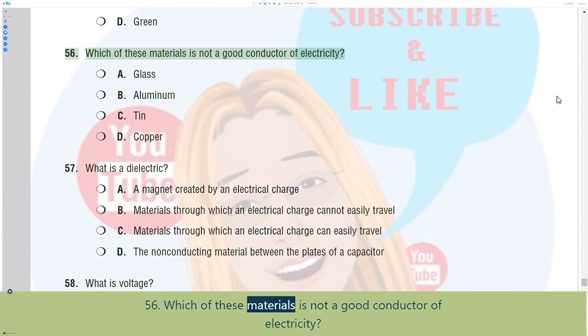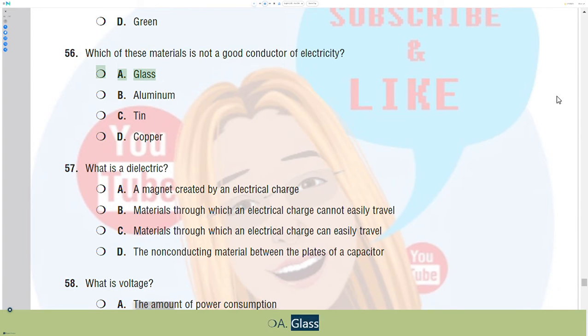56. Which of these materials is not a good conductor of electricity? A. Glass. B. Aluminum. C. Tin. D. Copper.